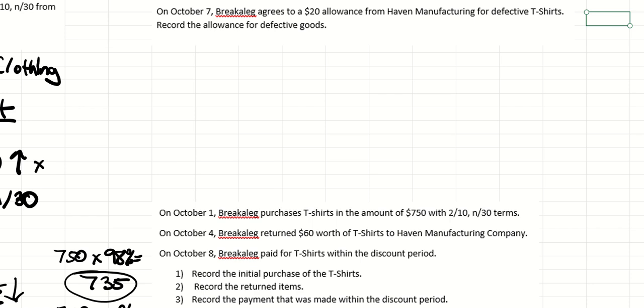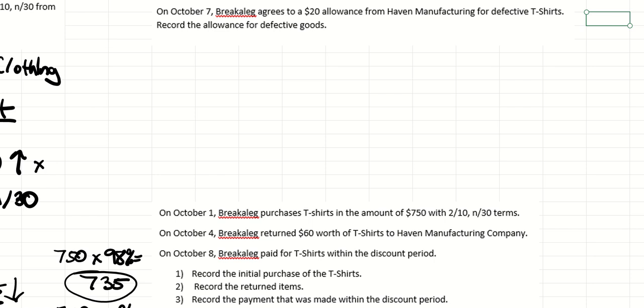So this can actually happen. Let's say that Haven Manufacturing sent off some t-shirts to Break a Leg. Break a Leg gets the t-shirts, opens it up, and they did purchase it. We're just going to assume they purchased it on account, or on credit. They open up the box and they see all of these t-shirts, and then there are a few of them that are defective, or there's something wrong with them. Meaning that they're probably not going to sell those, or if they do, they're going to significantly reduce the price on those t-shirts. Either way, those t-shirts are defective. There's something wrong with them.